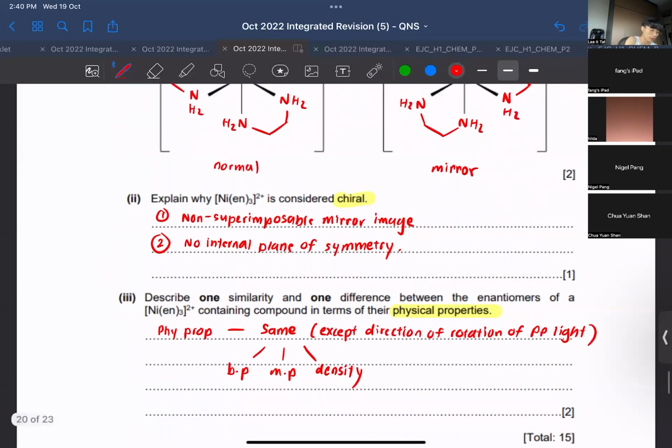Just remember, when it comes to biological properties, then they are different. Enantiomers have different biological properties. That's also something I discussed before. So part 3 should be quite simple.